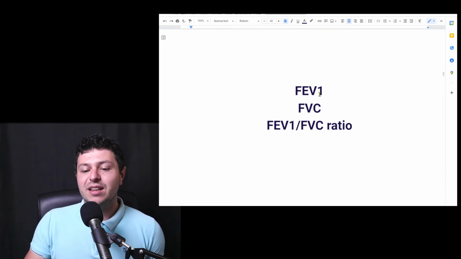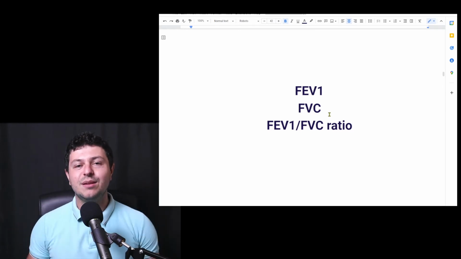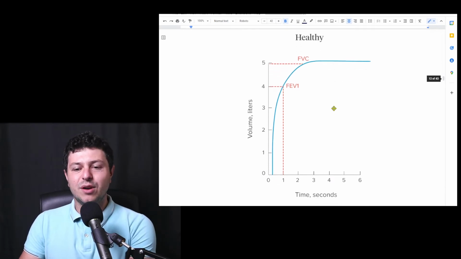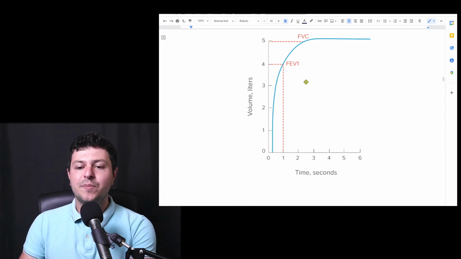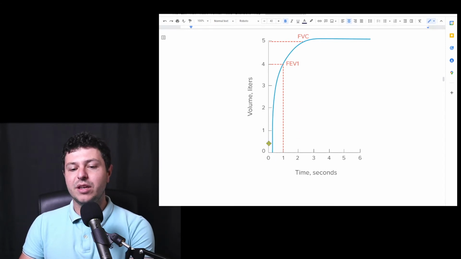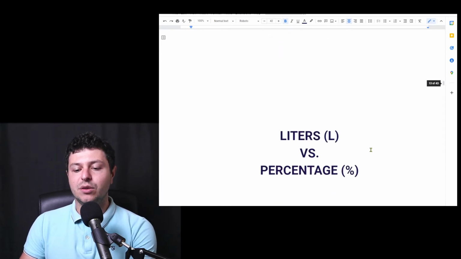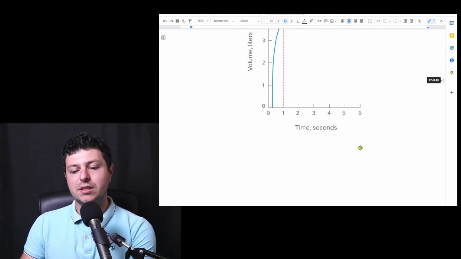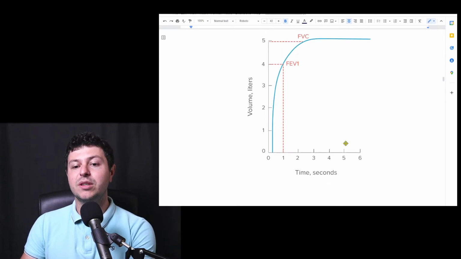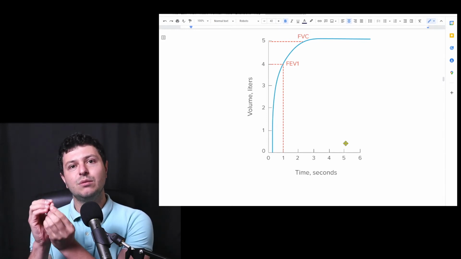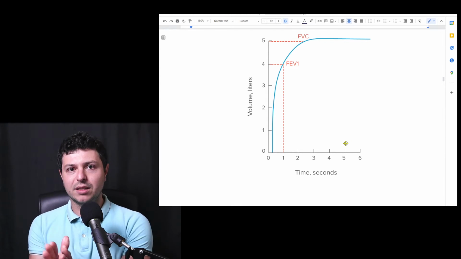So what are these acronyms? They look very weird, but you will actually see them on lung function reports. So let's go through them in this sort of graph that I found on the internet. Basically, ignore the healthy bit. I'll just move this out of the way. So FVC, FEV1, right? And then you can see on this graph that there's a volume in liters and a time in seconds. We'll discuss liters versus percentages in just a second, because these are reported in both ways. You will get a report of a volume in liters, and then next to it, you'll have a percentage, and that can be very confusing. I'll explain all that in a second.